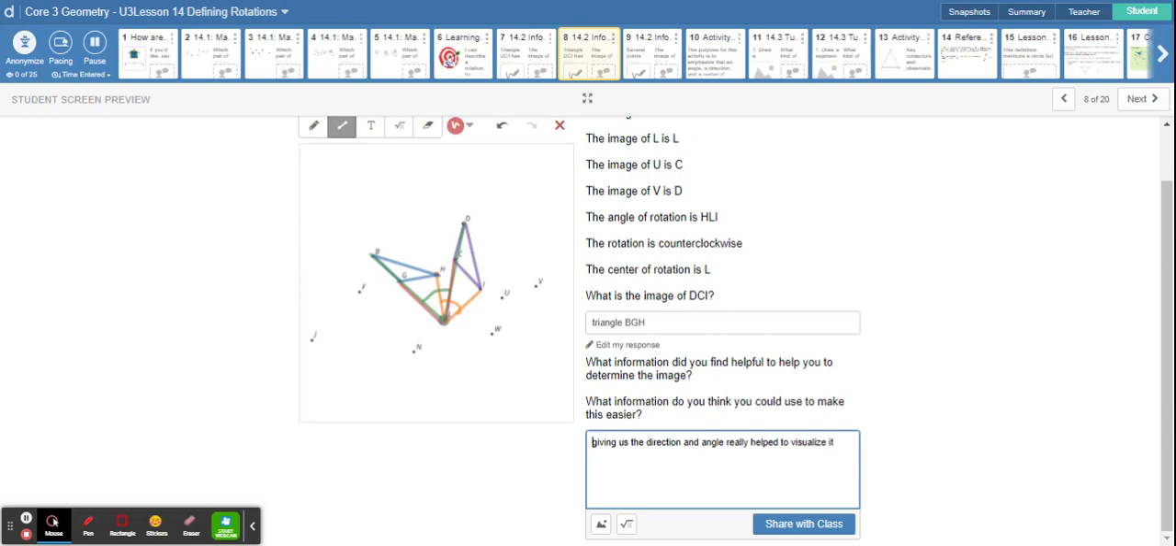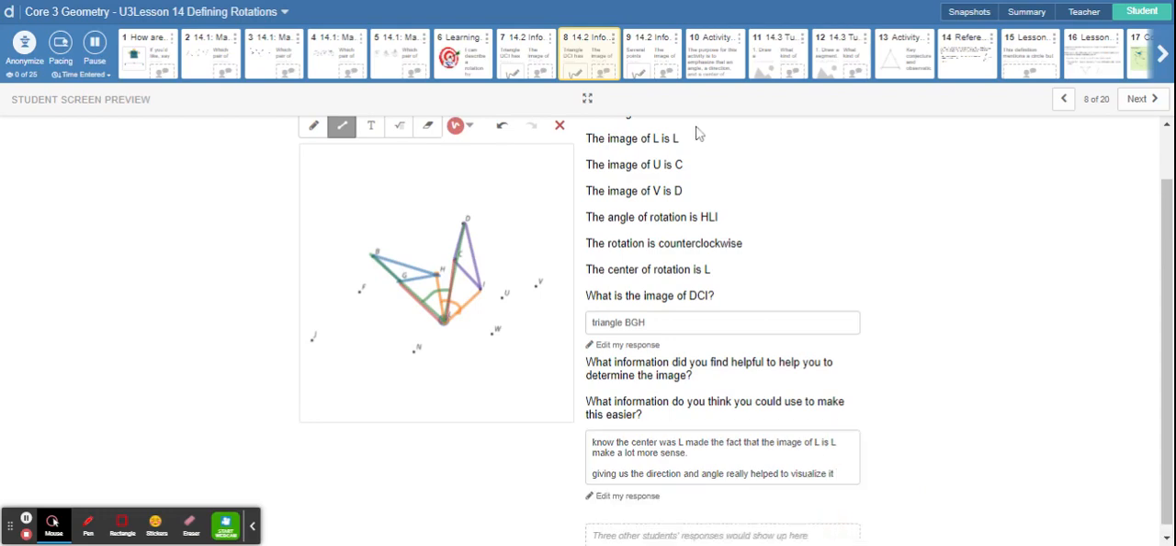What we found helpful was knowing the center was L made the fact that the image of L is L make a lot more sense. Okay, and then giving us the direction and the angle really helped visualize it. I don't think I would need any more to make it any easier, it was pretty easy as far as we go.